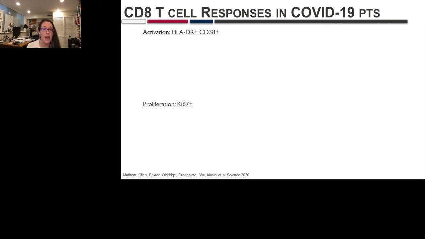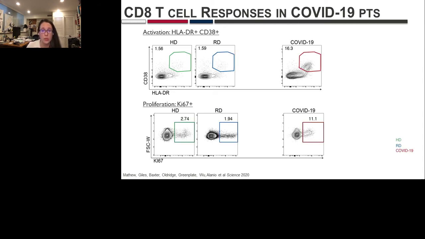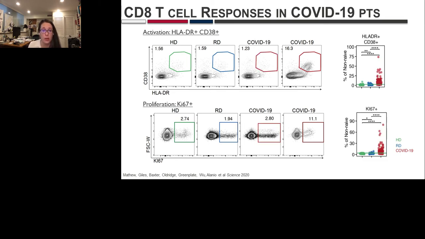Next, we looked at the activated T cell response. We did this in a couple different ways. On the top, I'm showing you co-expression of HLA-DR and CD38. And on the bottom, proliferation as determined by the expression of Ki67. What we found was that some of our COVID-19 patients had a very robust high CD8 T cell activation and proliferation response. However, there were other patients that had essentially no response that were similar to the healthy donors, and this is enumerated on the right-hand side.